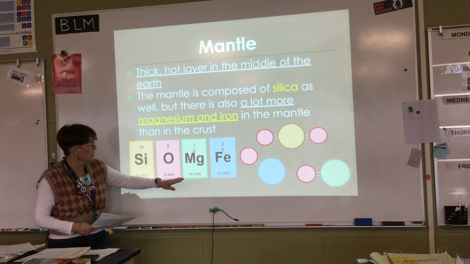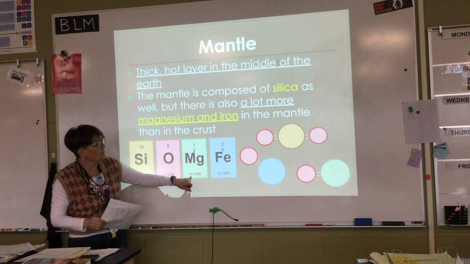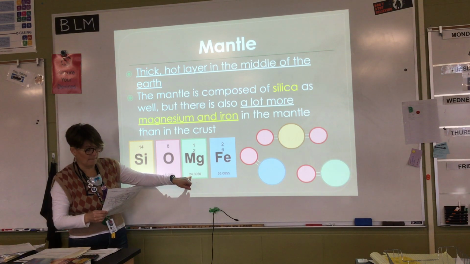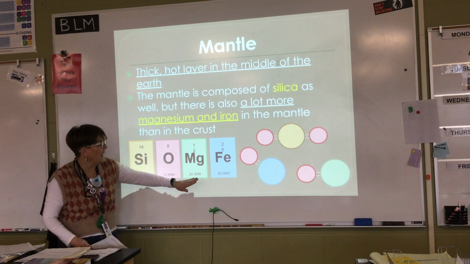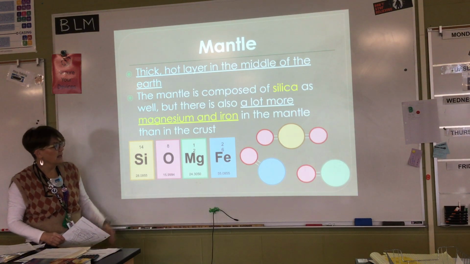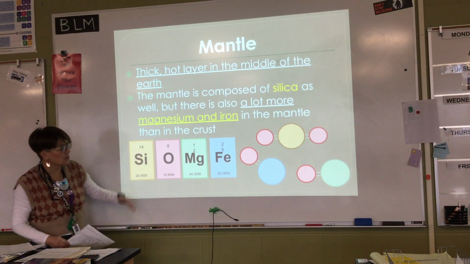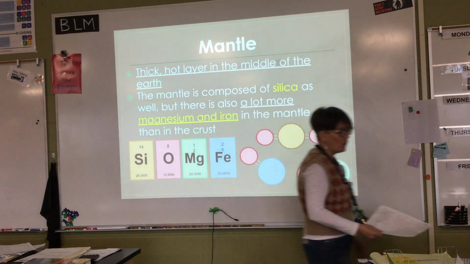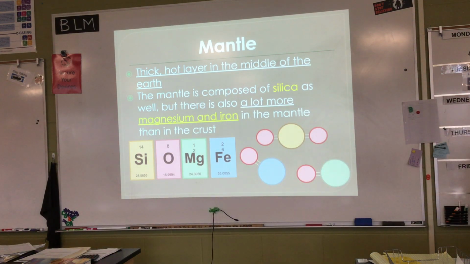So if we look, we can see that magnesium has a higher mass and iron has a much higher mass. And so as we go down in the layers, our mass is increasing as far as what we've got. Good here?